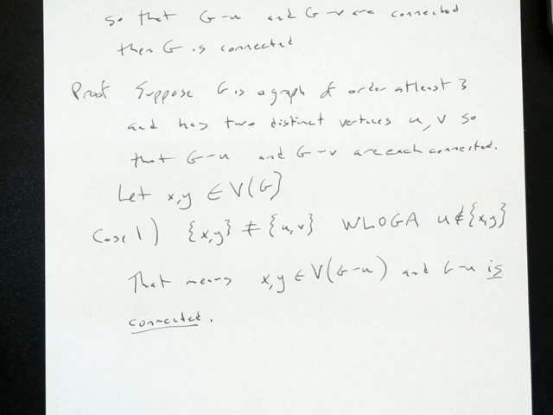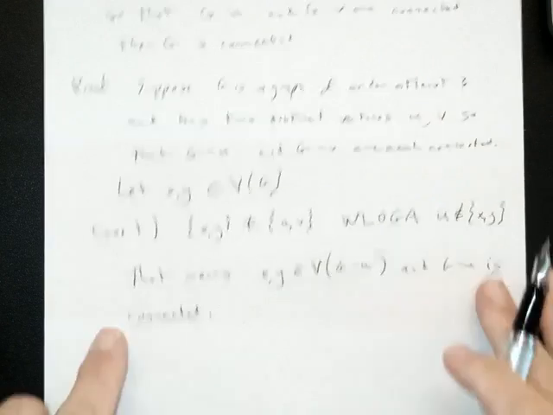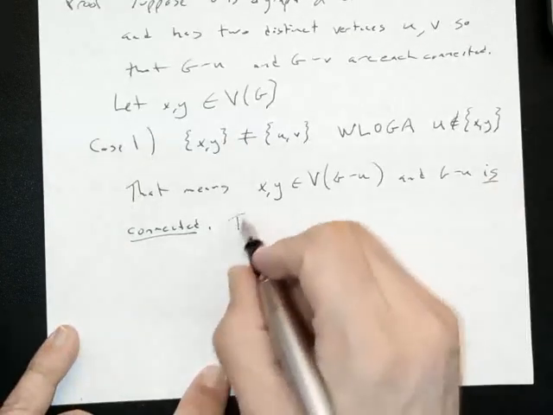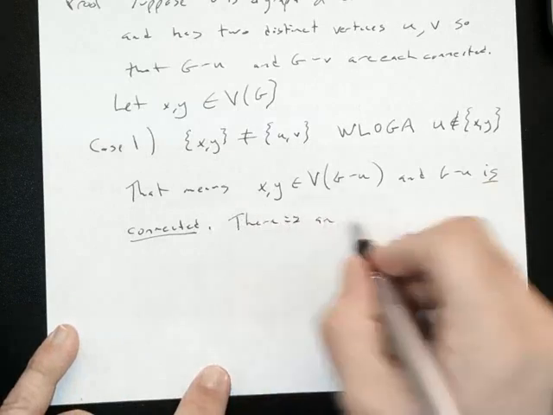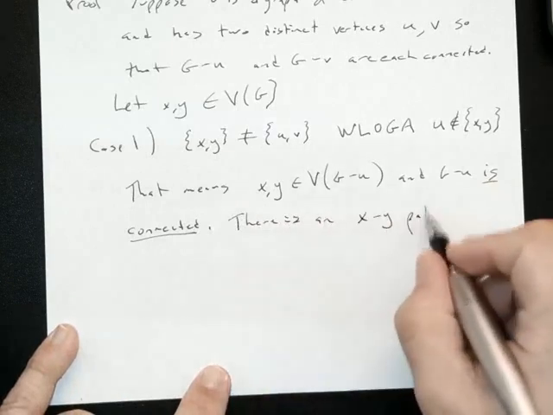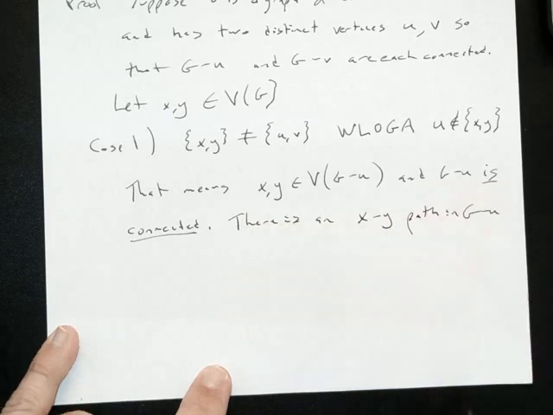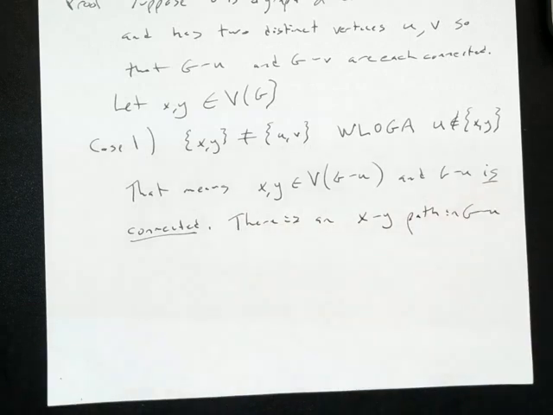What's the fact that G minus U is connected? Tell me about X and Y. There's not just a walk, there's a path. Because they're part of a connected graph, there's got to be a path. There's an XY path in G minus U.